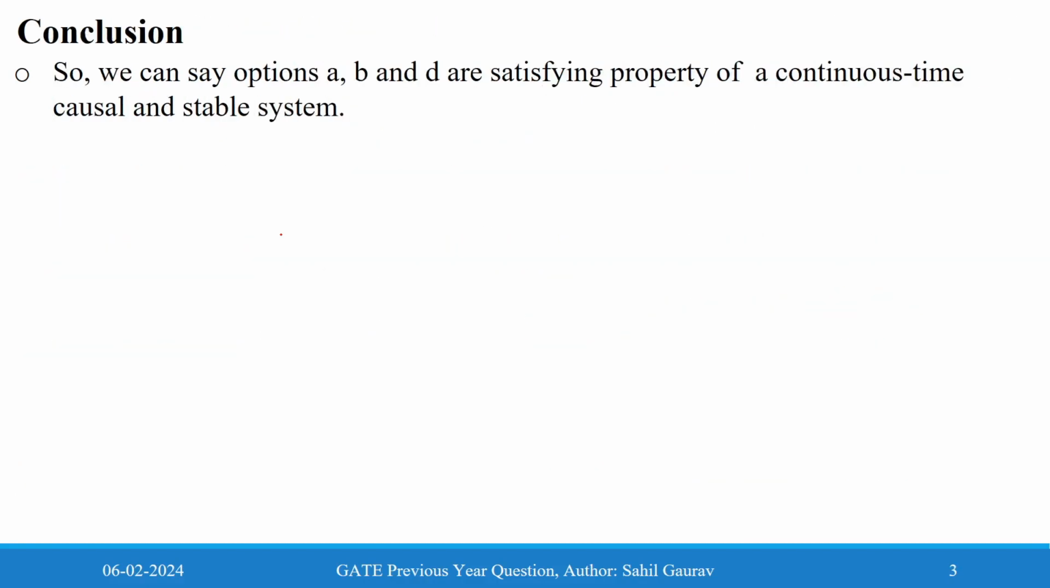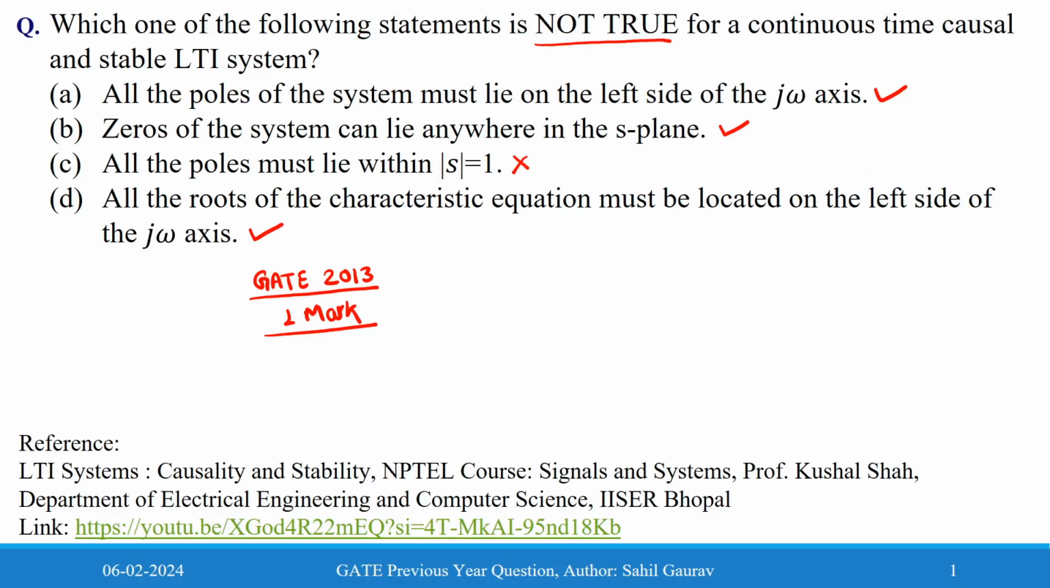So now let us see the conclusion. The conclusion is that options A, B and D are satisfying the properties for a continuous time causal and stable system, while C is incorrect for a continuous time causal and stable LTI system. Therefore, C is the correct answer.